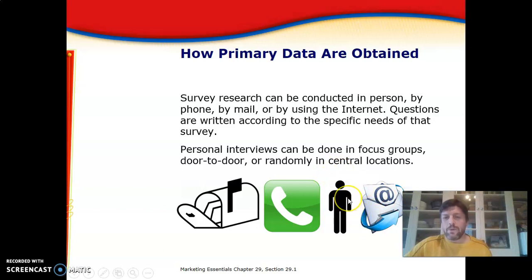You can do it in person, just really, really expensive. You could do it by phone, but now you've got that added expense again. All of them have advantages. Probably the one that is the most cost effective and most used now because of technology is email or some kind of online internet survey.